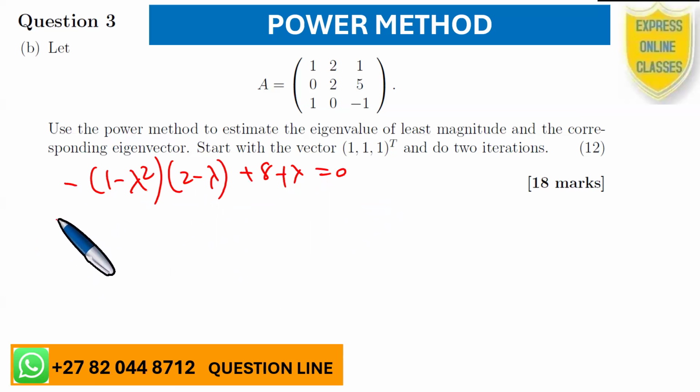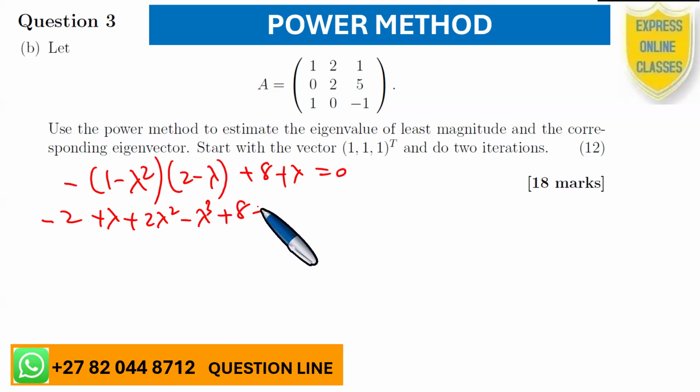So if you multiply everything here, you'd have this and this is going to be minus 2 because this and this is 2. This and this is minus lambda, giving us plus lambda with the minus outside. This is minus 2 lambda, it's going to be plus 2 lambda squared. This is plus lambda cubed, and it's going to be minus lambda cubed plus 8 plus lambda equals 0. So if you move these things to either side, it's going to be lambda cubed, and then minus 2 lambda squared, 2 lambda.